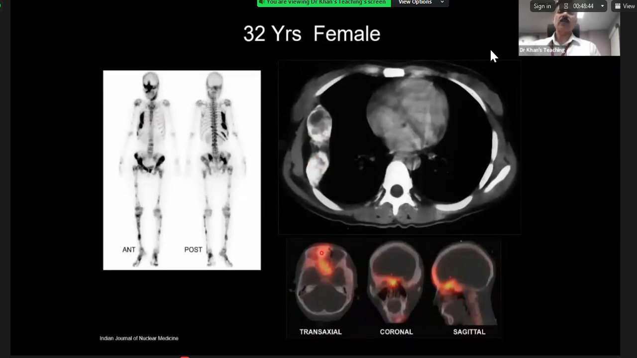Again, this is a SPECT nuclear scan, which has got uptake there. This sign in literature is known as pirate sign. You can make out a pirate, you see this. So pirate sign. So this is sphenoid wing.